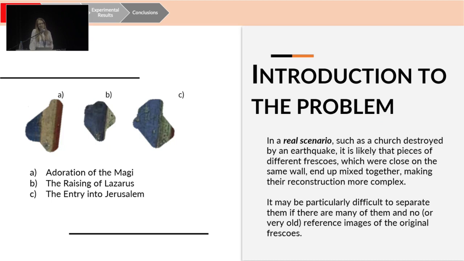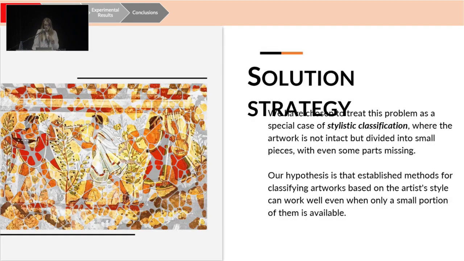In general, in a real scenario, such as a church destroyed by an earthquake or by war bombing, it is likely that pieces of different frescoes, which were close on the same wall, ended up mixing together, making their reconstruction more complex. So it would be very difficult to separate them if there are many of them. Also, there are often no very old reference images of the original frescoes, such as for Roman or Greek artworks.